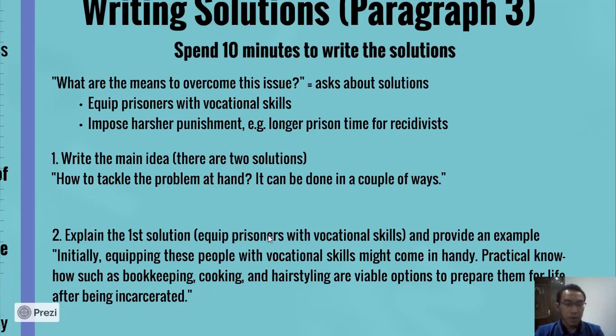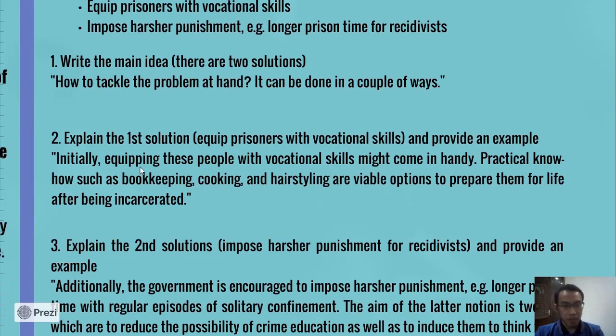Okay. So let's explain the first solution. Initially, equipping these people with vocational skills might come in handy or might be useful. Practical know-how or practical skills, they have the same meaning, such as bookkeeping, cooking, and hairstyling are viable options to prepare them for life after being incarcerated. So, practical skills or practical know-how such as bookkeeping or accounting, cooking, and hairstyling are helpful knowledge to prepare them to get a job after being imprisoned.